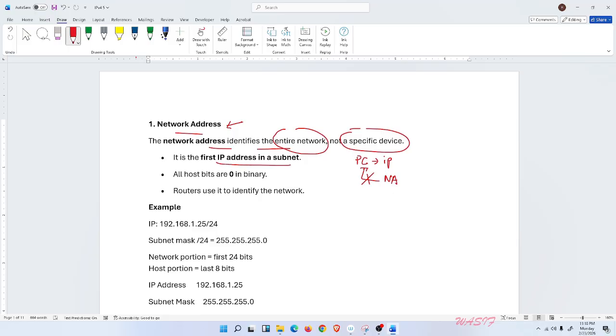It is the first IP address in the subnet. What is it? We'll have a look. In order to find it, if you make all host bits zeros in binary, then you will get it. Routers use it to identify the network.